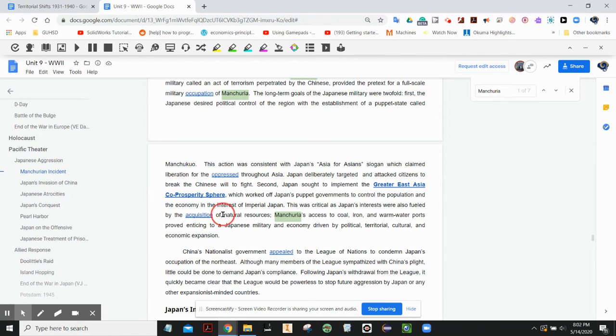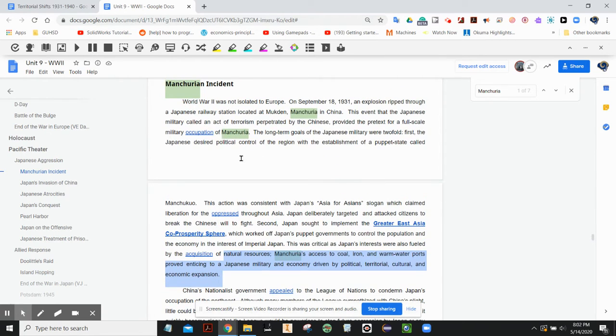We now have a really good answer as to why Japan wanted to attack and to imperialize Manchuria. First, Japan wanted to take political control over the region because it wanted Asia for Asians, which means it wanted to purify Asia and make sure that the European powers that had colonized Asia were no longer in control, and Japan would take over that imperial responsibility.